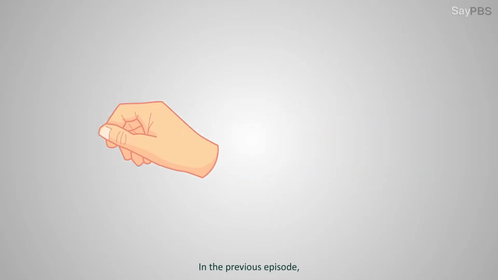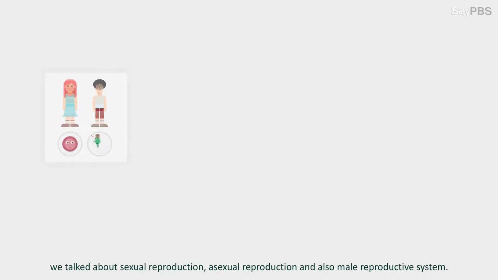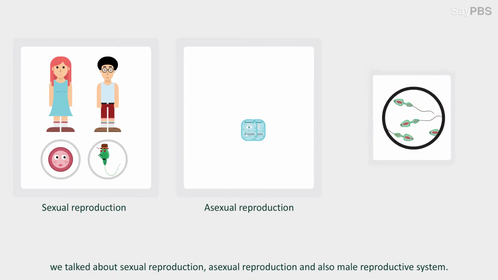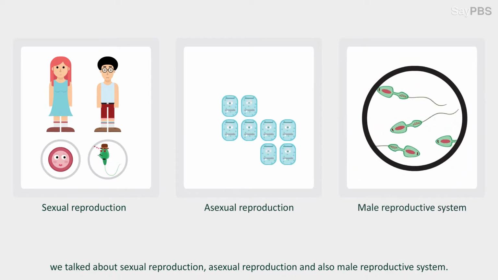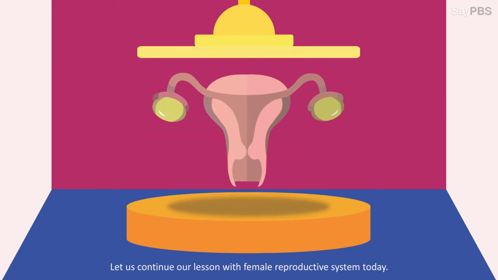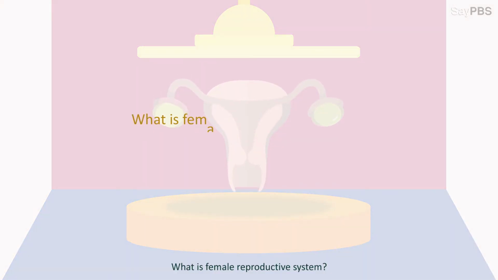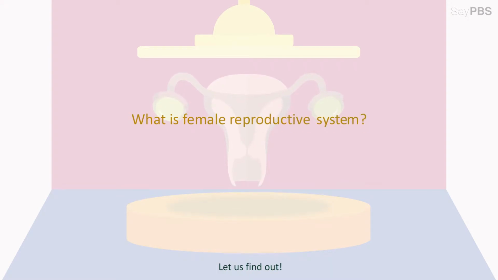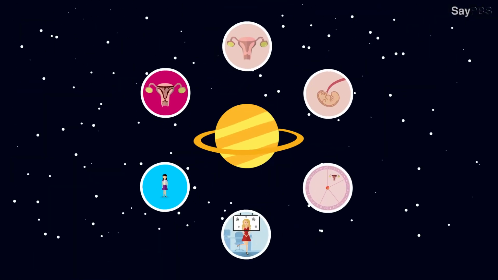In the previous episode, we talked about sexual reproduction, asexual reproduction, and also male reproductive system. Let us continue our lesson with female reproductive system today. What is female reproductive system? Let us find out.